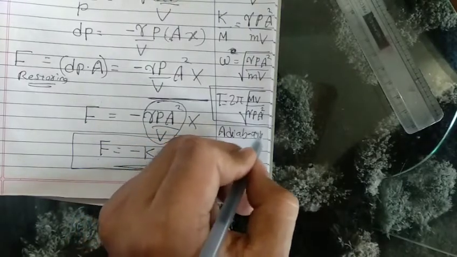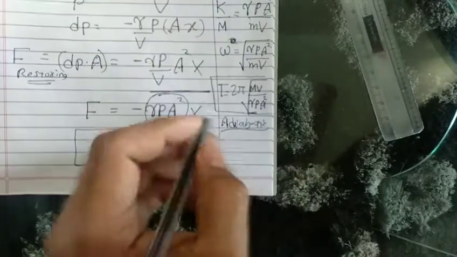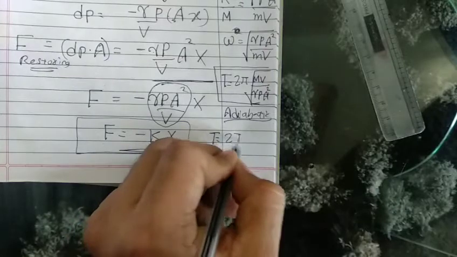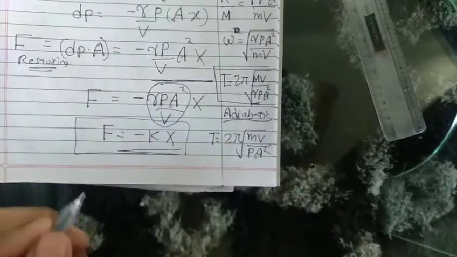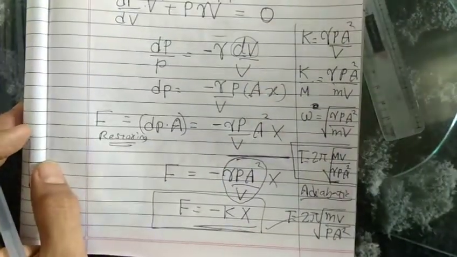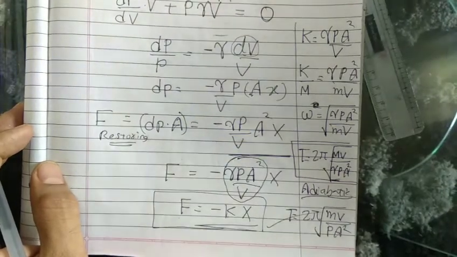Remember, we discussed adiabatic. If the process is isothermal, suppose the gas is compressed isothermally, just remember one thing: this gamma will disappear. The rest of the things will be the same. In case of an isothermal process, it will be 2 pi root of MV divided by P A square. Only gamma will disappear. This is the time period of oscillation of this piston. I hope this point is very clear to you.